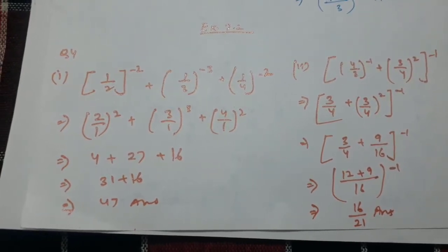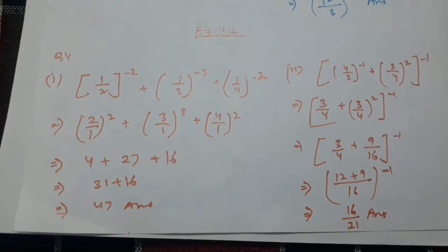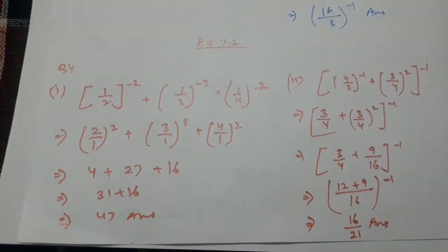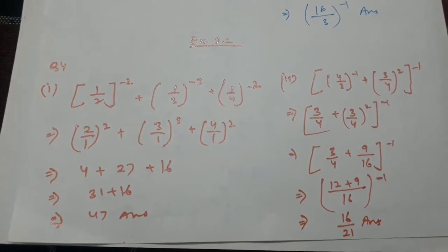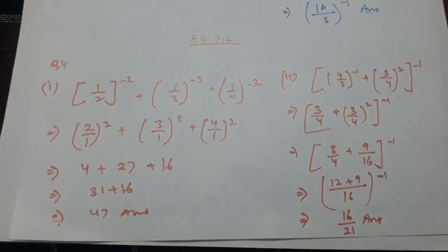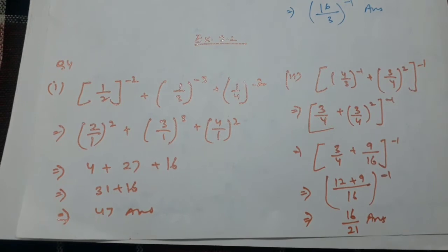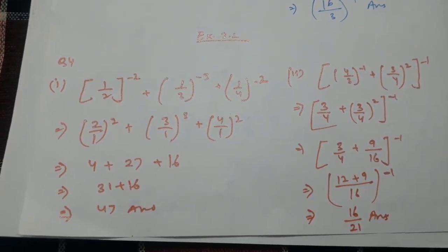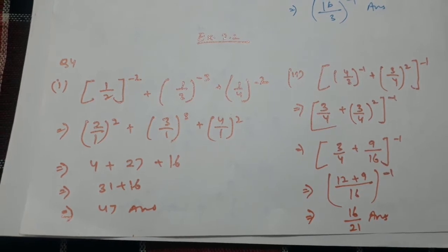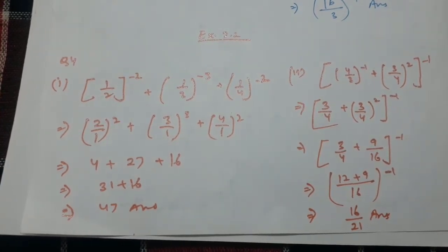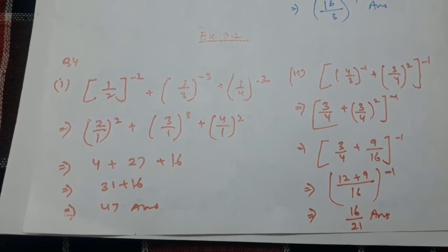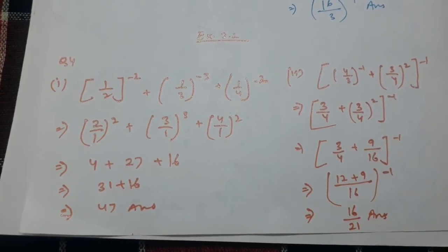In the second part, we have been given ((4/3) raised to the power minus 1 plus (3/4) raised to the power 2) whole raised to the power minus 1. First of all, we will remove the bracket, we will remove the negative sign of the rational numbers within the bracket. So (4/3) raised to the power minus 1 would become 3/4, plus (3/4) raised to the power 2, whole raised to the power minus 1.